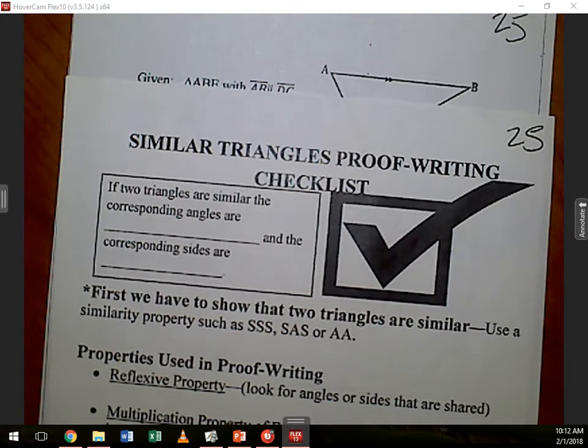So what we're doing today is actually going to be a similar triangles proof writing checklist. We're going to do another two-column proof. A lot of the stuff is exactly the same as what we did last semester, but we're just adding a new way of doing it. We're just adding similarity topics to what we've done already.